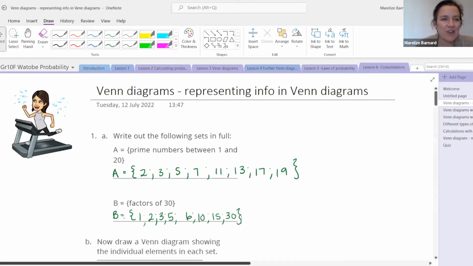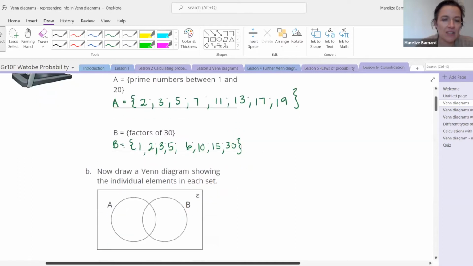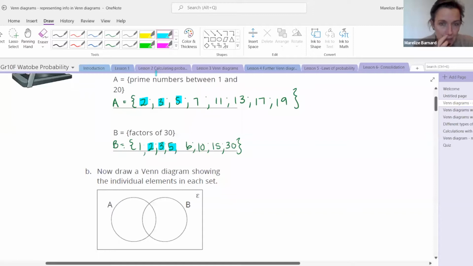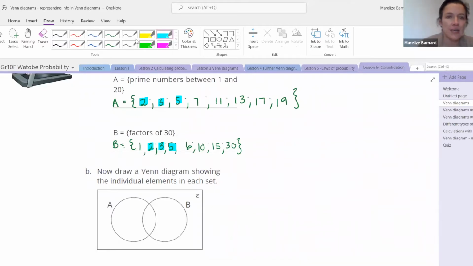Now we are going to draw a Venn diagram showing the individual elements in each set. But do you notice that some are in both sets? So we've got the 2, the 3, and 5. Those are in both of the sets. So those are going to be in the intersection. Remember that word, intersection? We learned that word during this course on probability. Make sure you have all of them and make your corrections.